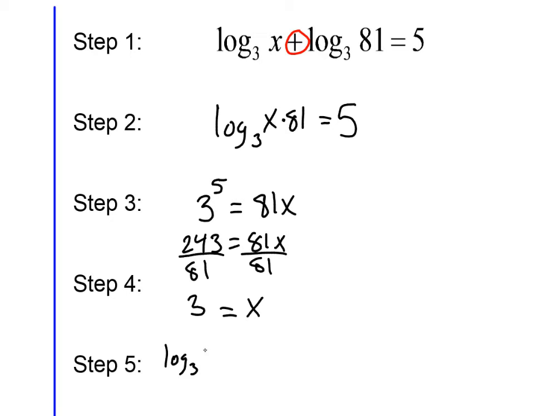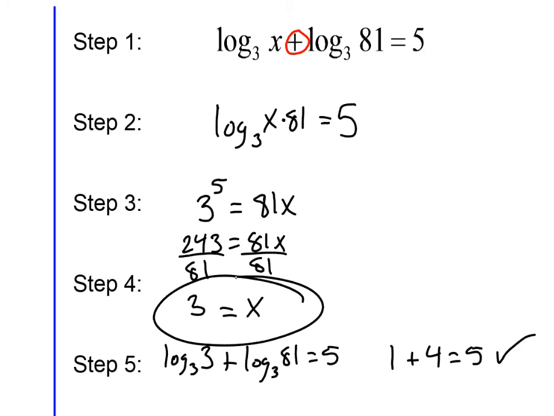Log base 3 of 3 plus log base 3 of 81 is equal to 5. Now log base 3 of 3 is equal to 1, and log base 3 of 81 is equal to 4. Does this equal 5? Yes, it does. So my answer of 3 was correct.